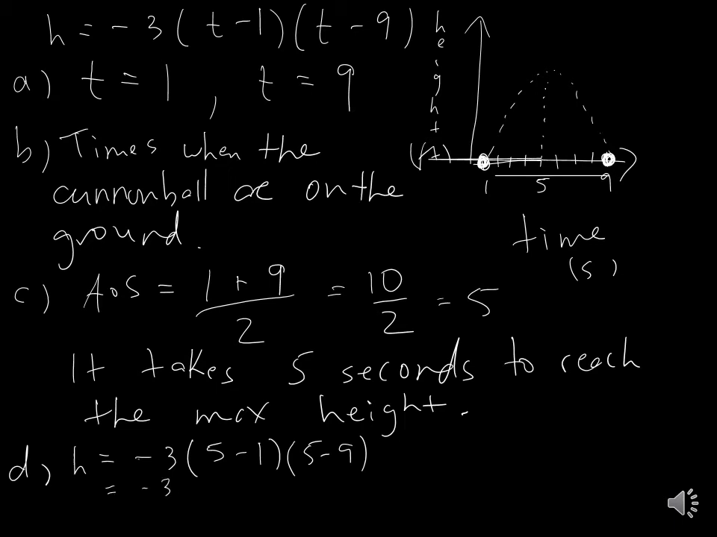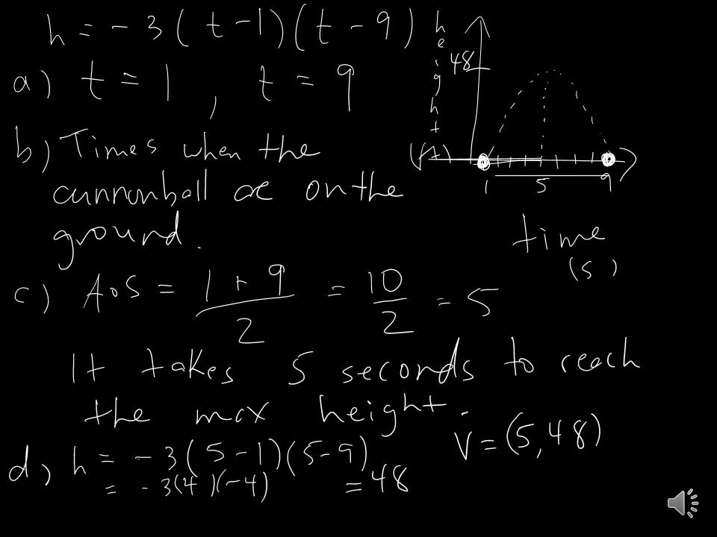And according to Bedmas, you got to do the brackets first. So 5 minus 1 is 4. 5 minus 9 is -4. You could just enter this into your calculator just like you see it, but I'll go through all the steps. And then if you multiply those, -3 times 4 is -12, times -4 is 48. So this equals 48, which means our vertex is 5, 48. So my max height is 48.